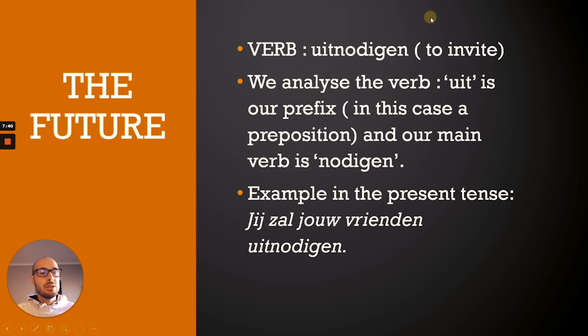All right? And then we go to the next one, the future. Well, the future is pretty easy because the separable verb stays in the infinitive. And if it stays in the infinitive, what is the infinitive? It's the verb in its purest form. Then you will not separate them. So basically, again, we have the verb uitnodigen. Uitnodigen means to invite. So we analyze the verb. Uit is our prefix. In this case, it's a preposition. And our main verb is nodigen. Okay? So the example in the future tense is jij zal jouw vrienden uitnodigen. Okay, so zal is our auxiliary verb in order to express the future.